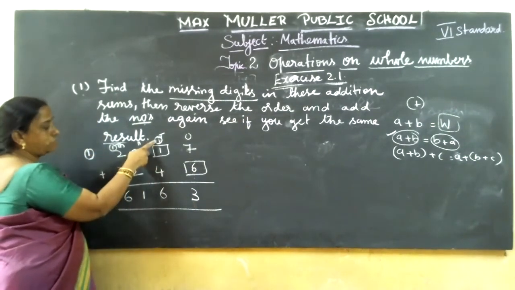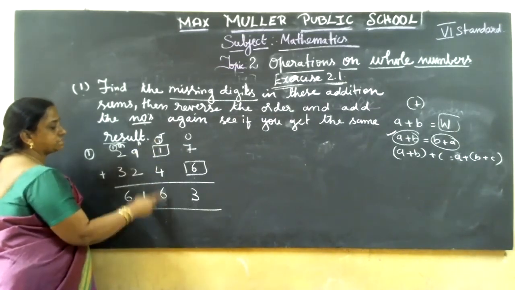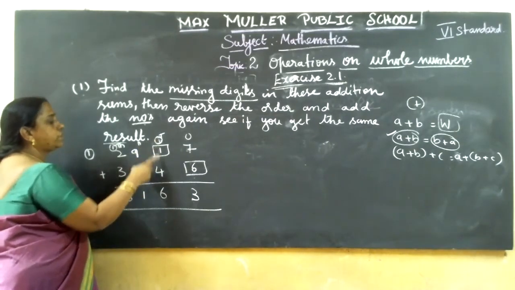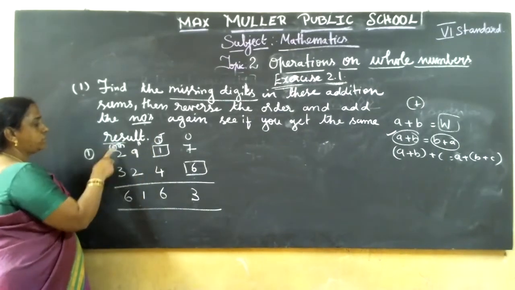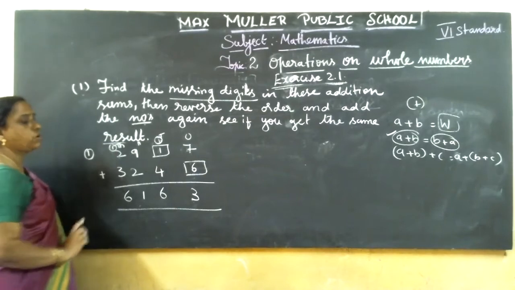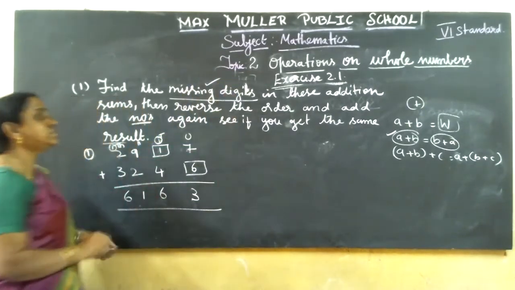So 1 carry over is there, 1, 4. So 4 plus 1 is 5. You should get 6, so add 1 more. So here 4 plus 1 is 5, 5 plus 1, 6. So 9, 10, 11, 1 carry, 3, 6. Now we wrote the missing digits. Now what you should do is reverse the order.